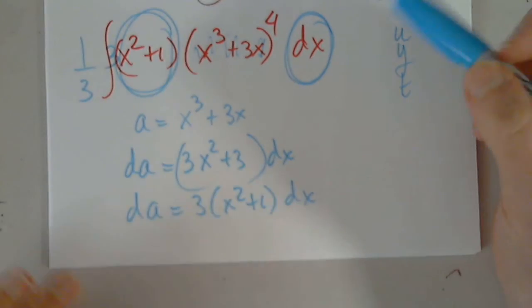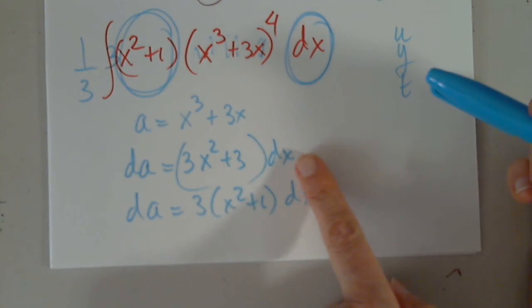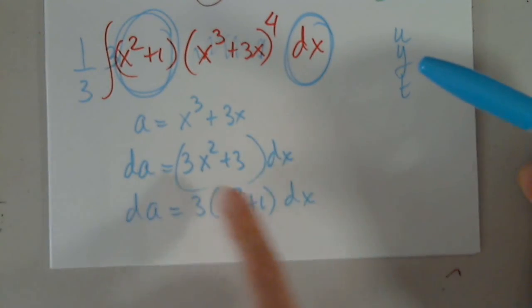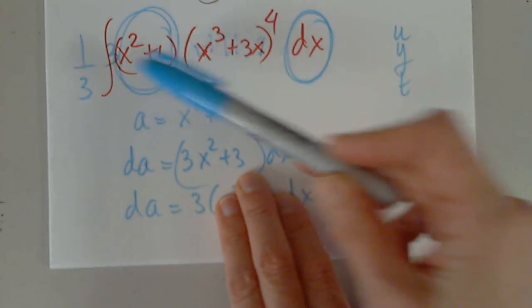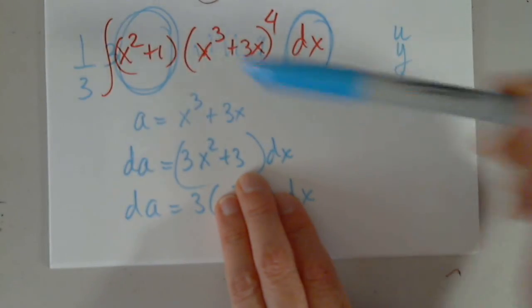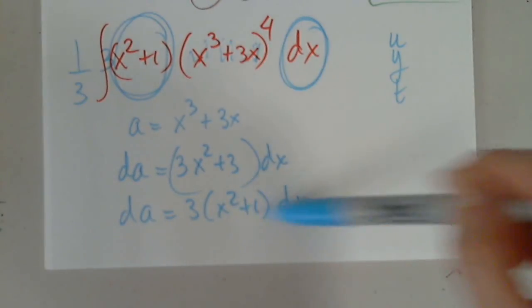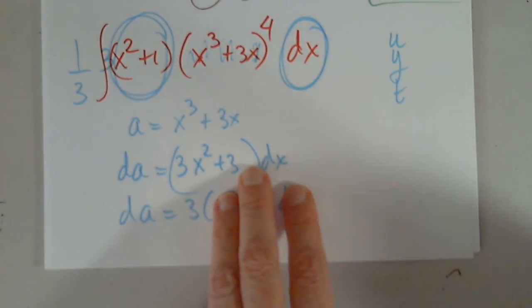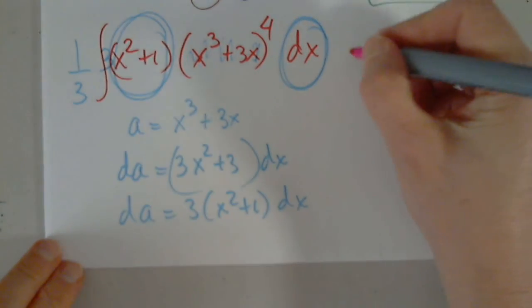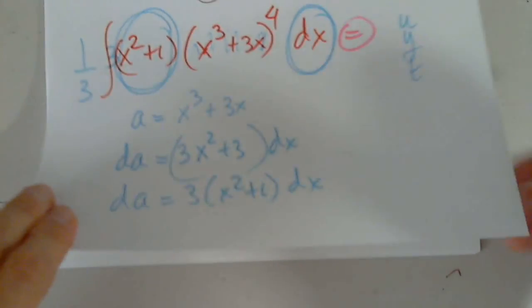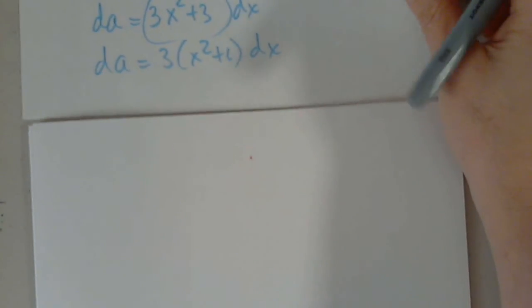This is the way I like to do it, but you don't have to. You can just solve for dx or solve for this. And you say, oh, so x squared plus 1 times dx is dA over 3. That's the same thing. It's up to you, whatever is easier for you to see. It doesn't matter. The result is the same anyway.